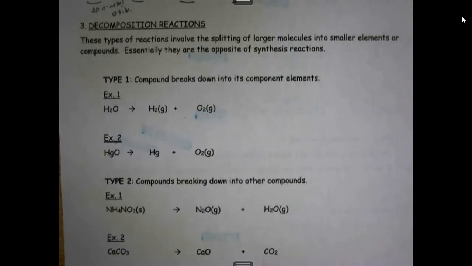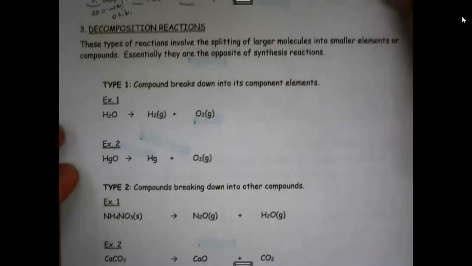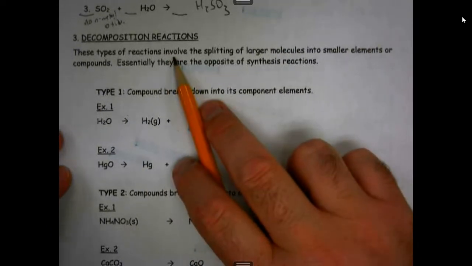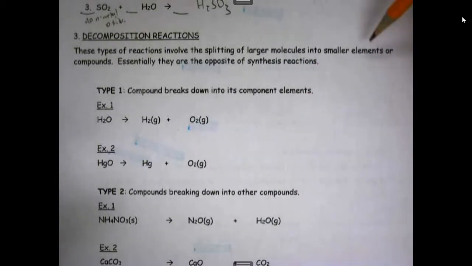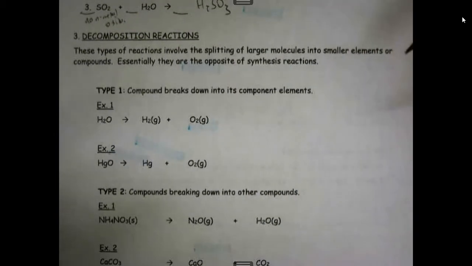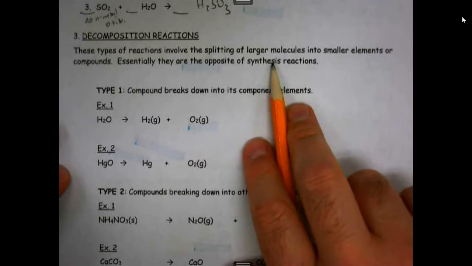Decomposition reactions are essentially the opposite of synthesis. So we're going to talk about one and then the other right now because they are opposites. These types of reactions involve the splitting of large molecules into smaller ones. So just like synthesis with smaller ones joining to form larger ones, this is the opposite, large ones breaking down into smaller ones, whether it's elements or compounds or some combination of both. Essentially the opposite of synthesis.